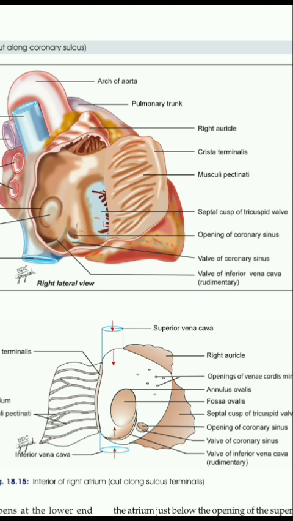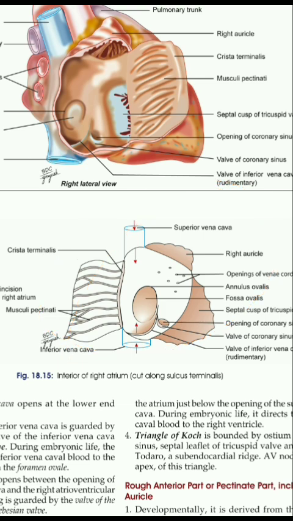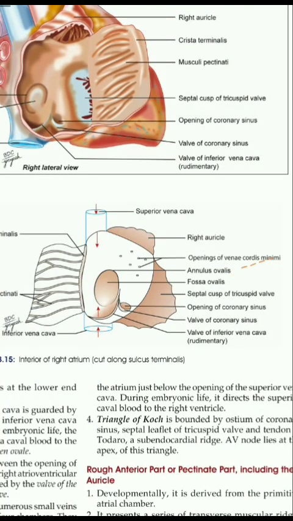That is the bulb of the coronary sinus. Septal cusp of the tricuspid valve, and that's all. If we see a two-dimensional figure here, we see the superior vena cava opening into the right auricle, and the openings of the venae cordis minimae. The oval structure's border is called the annulus ovalis, and the central structure is called the fossa ovalis.